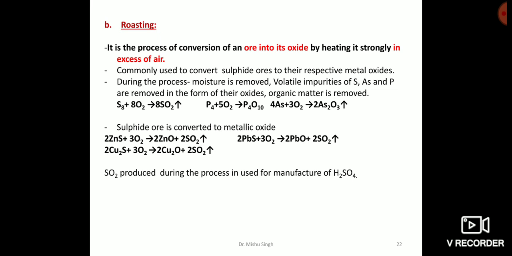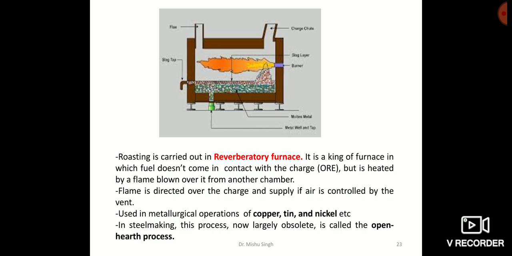The sulfur dioxide produced during this process is used for the manufacture of sulfuric acid. Roasting also makes the ore porous and easily workable in subsequent stages. Like calcination, roasting can also be carried out in a reverberatory furnace.